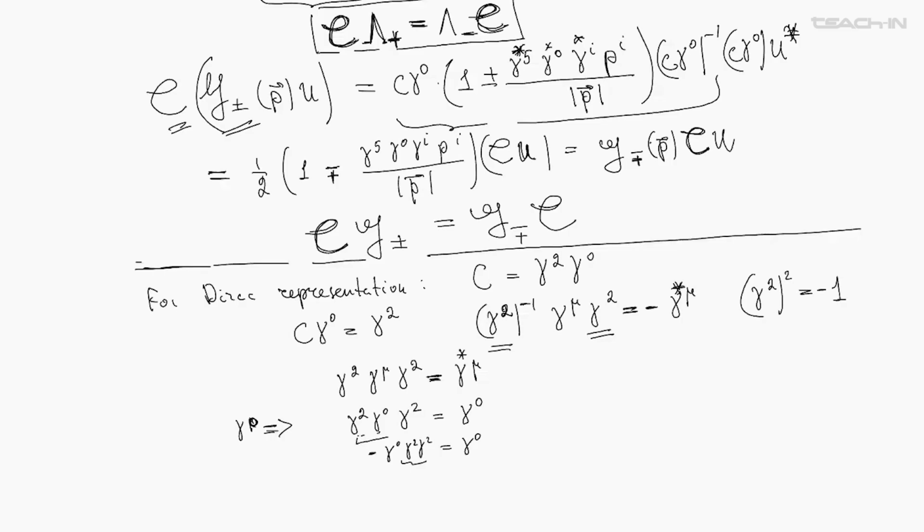Now for the other matrices, gamma I, you have to go to the Dirac representation to see explicitly what happens with gamma I. So let's recall what this representation is. In this representation, we recall that the other matrices, gamma I, are given by 0, sigma I, minus sigma I, 0, where sigma I are Pauli matrices.